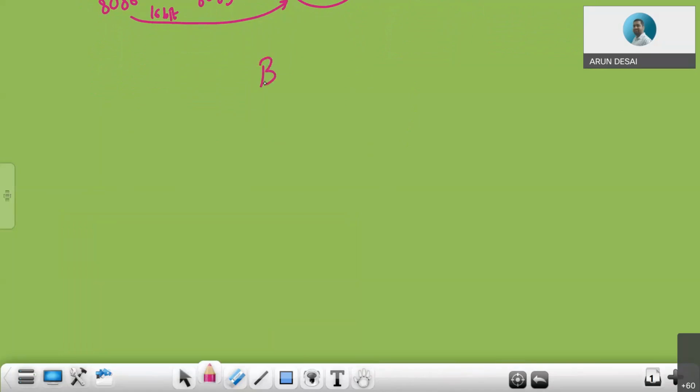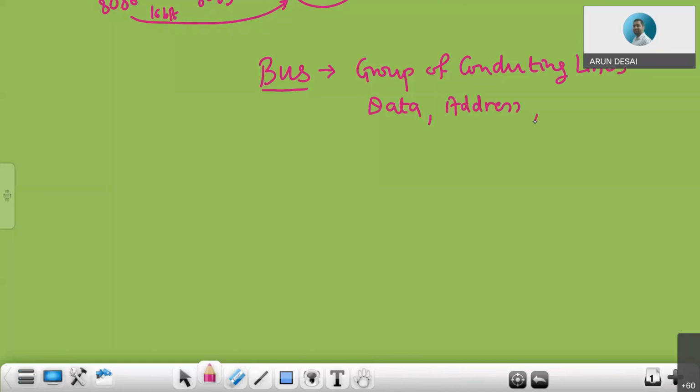Now, another term is called bus, right? So, what is a bus? A bus is basically a group of conducting lines, right? A group of conducting lines is referred to as a bus. That bus either carries data, or it carries address, or it carries control signals, right?